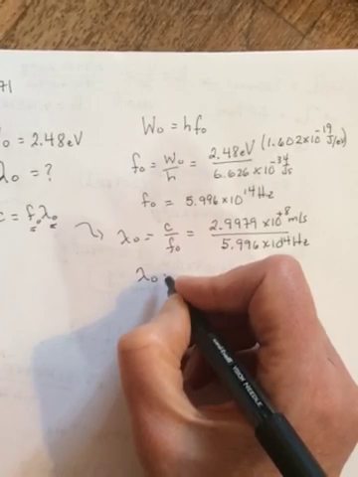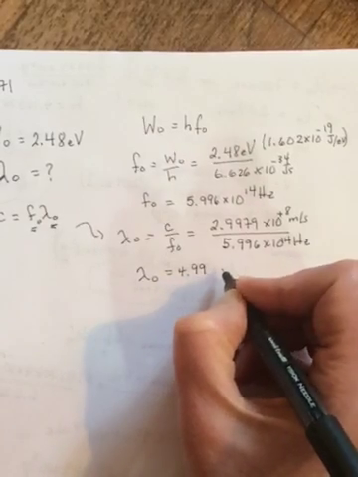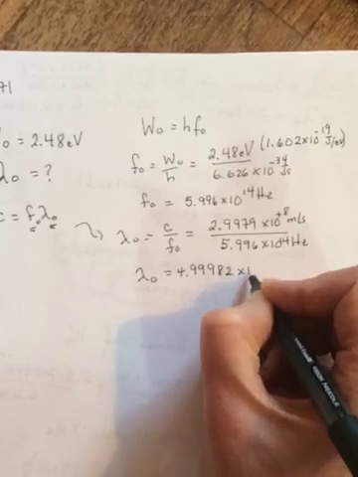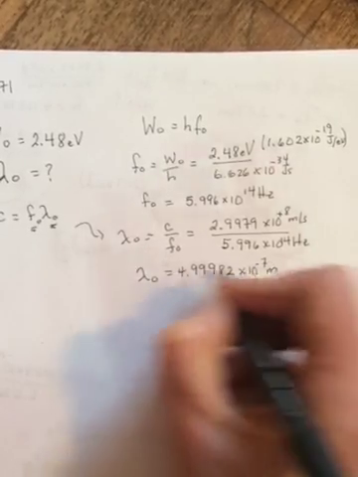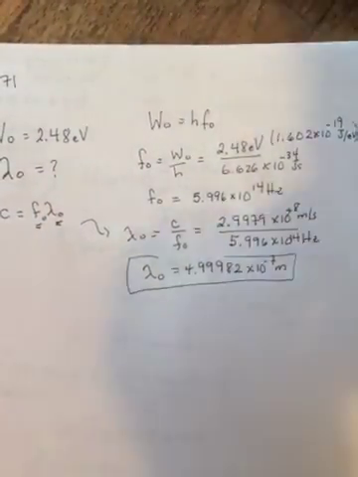If we don't round as much as I just did doing it in my head, it's 4.9998, so I didn't round very much. 4.9998 times 10 to the negative 7 meters. That's lambda 0. All right, that's number 7.